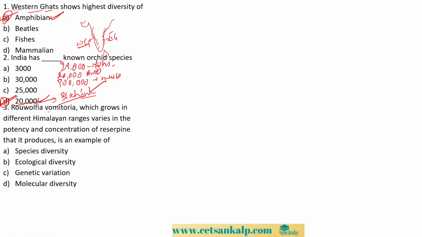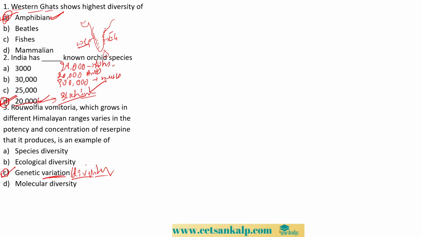Now Rauwolfia vomitoria, which grows in different Himalayan ranges, varies in potency and concentration of reserpine that it produces. Is it an example for species diversity, ecological diversity, genetic variation or molecular diversity? We can say that it is an example for genetic variation, or in other terms, genetic diversity.